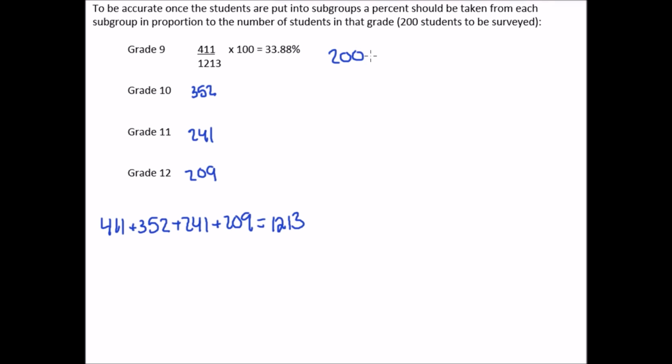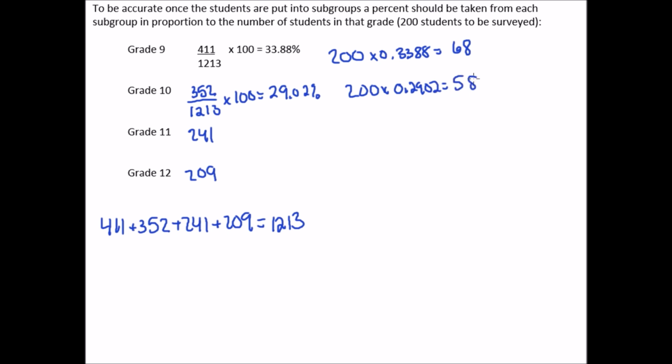That means if we want to survey 200 students, we would multiply that by decimal 0.3388. So I'm going to round up, we would survey 68 students. Okay, out of the grade 10s, 352 students out of the 1213. So this is 29.02%. Okay, so out of 200 students, if we were to take 29% of the 200, it would be 58 students.